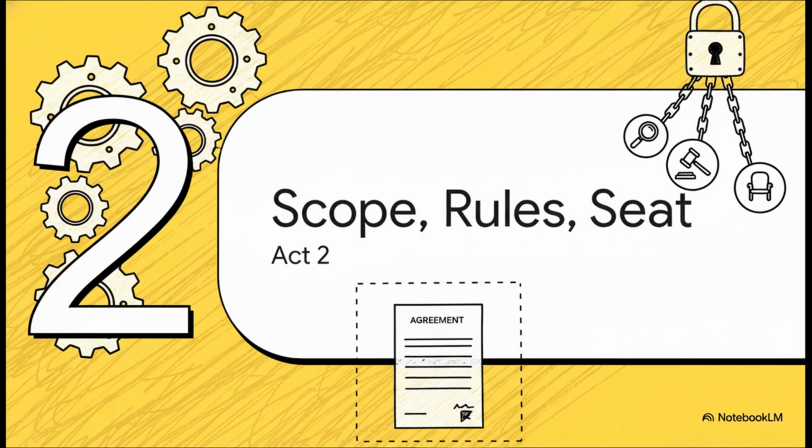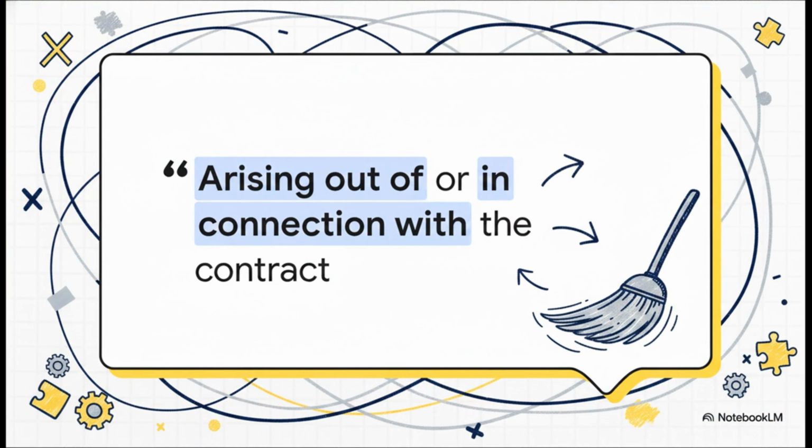Moving right along to Act 2, scope, rules, and seat. So your very first essential element is the scope of disputes. You really want to use broad, inclusive language here. Something like "arising out of or in connection with the contract." Why? Well, because rational business people generally intend for all disputes related to a contract to be handled by the exact same tribunal. Using this specific, broad wording acts like a giant net. It ensures virtually all disagreements go straight to arbitration, which completely sidesteps those messy, nitpicky jurisdictional battles over whether a specific little claim was technically covered by the clause.